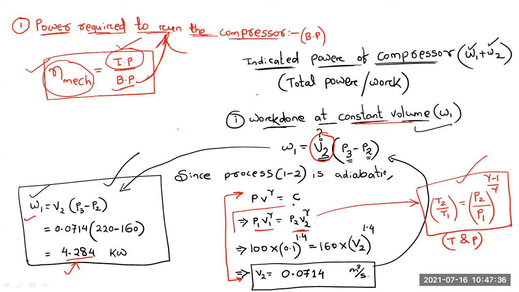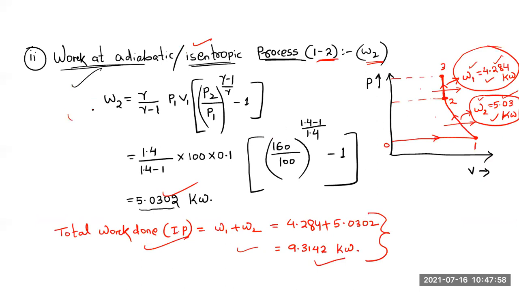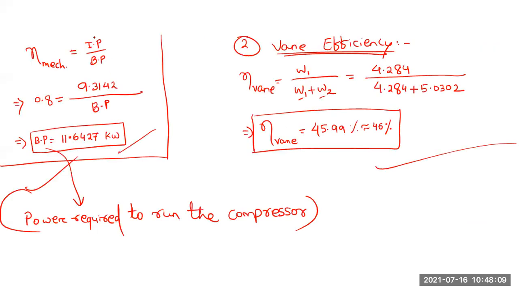This is the relationship between temperature and pressure for an adiabatic process, and this is the relationship between pressure and volume for an adiabatic process. From this formula we can calculate the volume. Once we have the volume, we can calculate the work done at constant volume process, then the work done at isentropic process. If we add W1 plus W2, we get the total work done or indicated power. Now, once we have the indicated power, the mechanical efficiency is given in the question, so we can calculate the brake power.